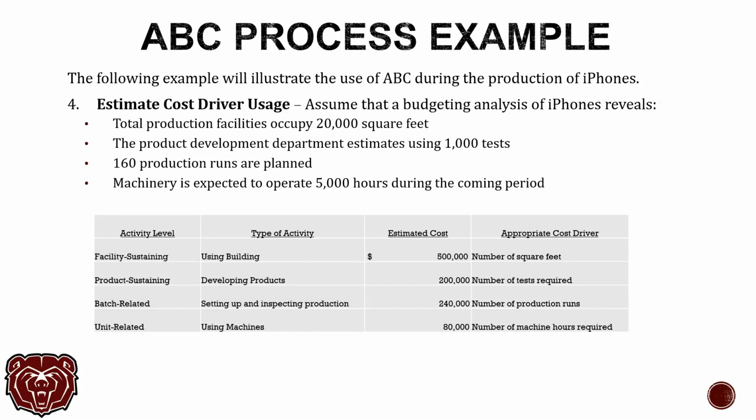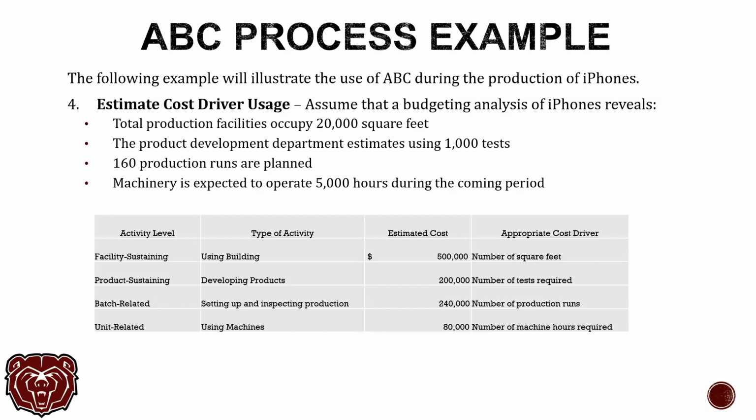So here we can see we've got a facility sustaining activity. It's using the building. The estimated cost is $500,000, and we're going to use the number of square feet as the cost driver. Next, we've got a product sustaining activity. That type of activity is developing a product. We estimate it's going to cost us $200,000.